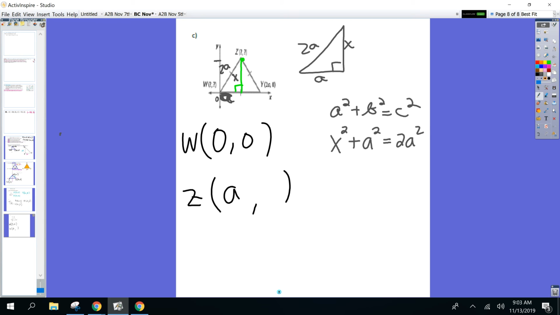Wrong. Not you guys, me. Anybody see why I'm mathematically incorrect here? When I write 2a squared, what's being squared? Just the way I wrote it, just the a. But what do I need to square? The hypotenuse.